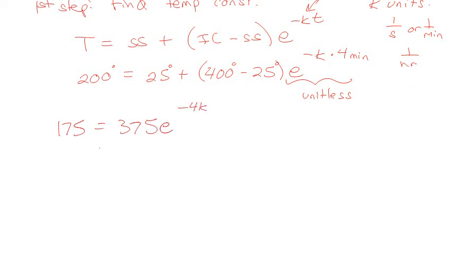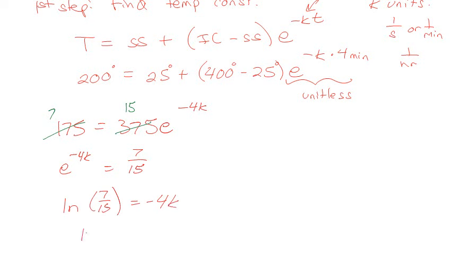And just for fun, I'm going to do this without my calculator for a while. So I have e to the minus 4k. If I divide the top by 25, I get 7 over 15. Yeah, 15. So I've got e to the minus 4k equals 7 over 15. So the natural log of 7 over 15 is equal to negative 4k. So k is equal to negative 1/4 natural log of 7 over 15.